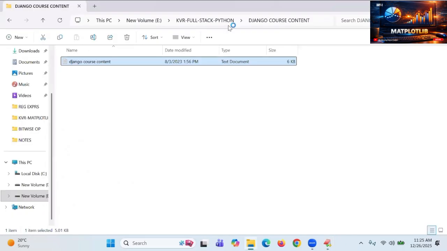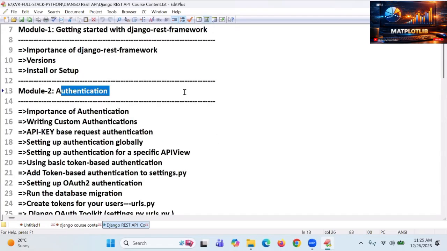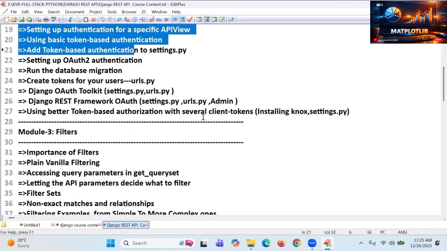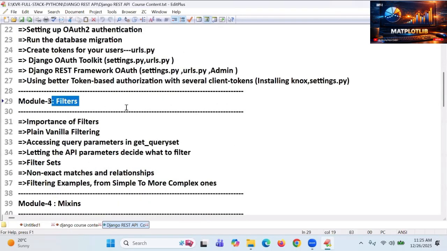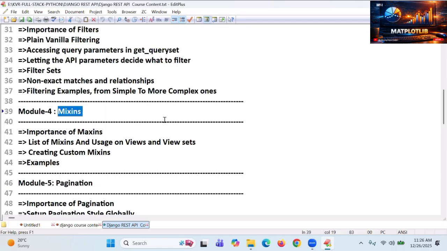Next, REST API. Getting started with the Django REST framework, its extensions, and authentication: how to provide security to my web application, like Gmail, with username and password. Next, filters. Filters here does not mean Python filters, but some different filters: vanilla filter, all sorts of filter sets, mixins. So powerful.